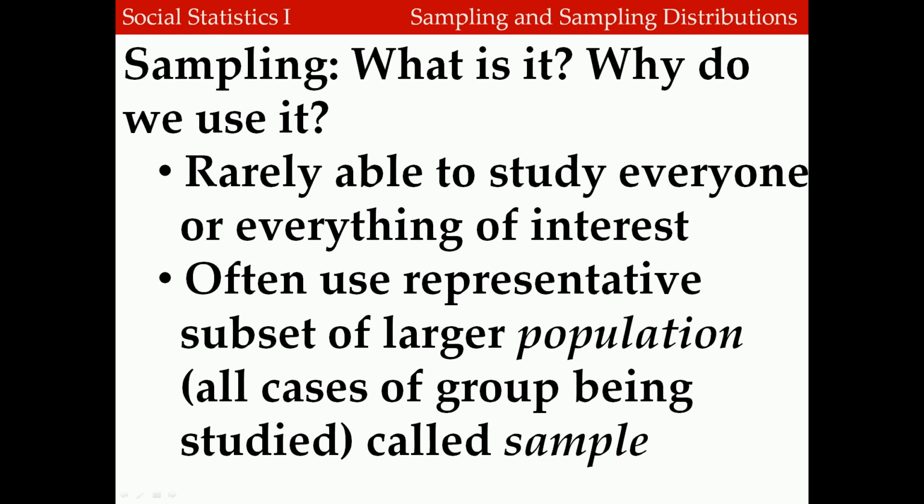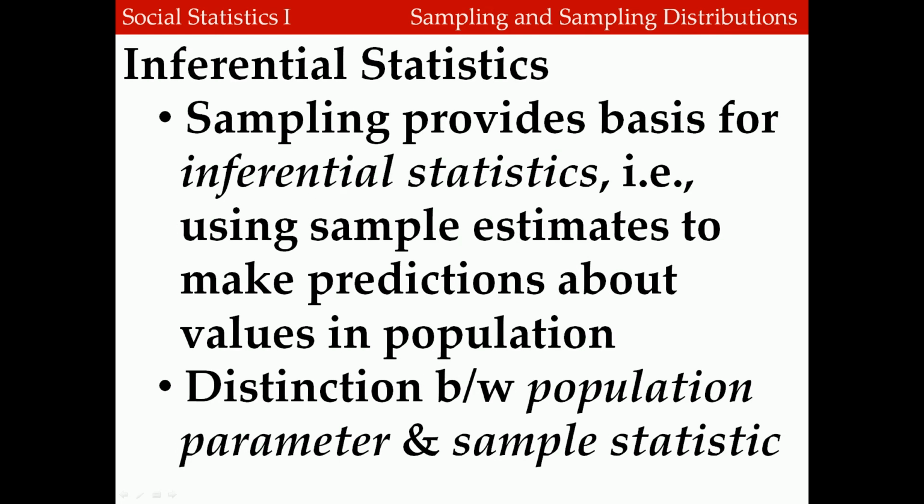Well, we're rarely able to study everyone or everything of interest in a population. So we often have to rely on a representative subset of a larger population, that is, all cases of the group that we're trying to study. And that's called a sample. And sampling provides the basis for something called inferential statistics, that is, using the estimates based on a sample to make predictions about the values in the larger population.